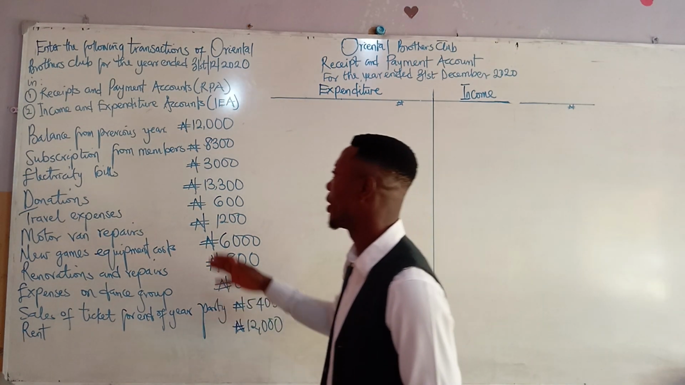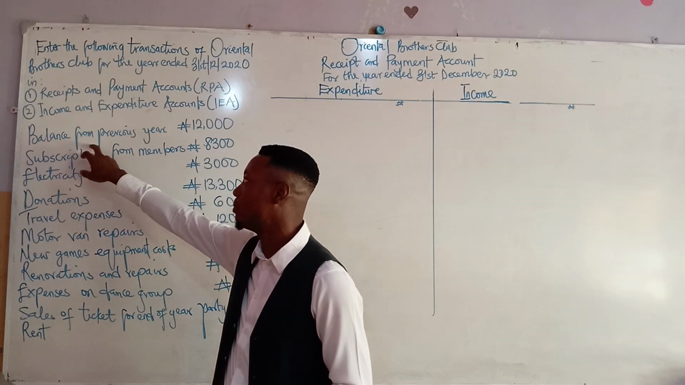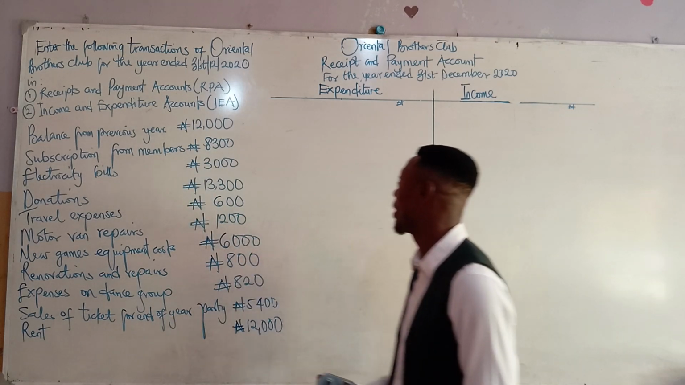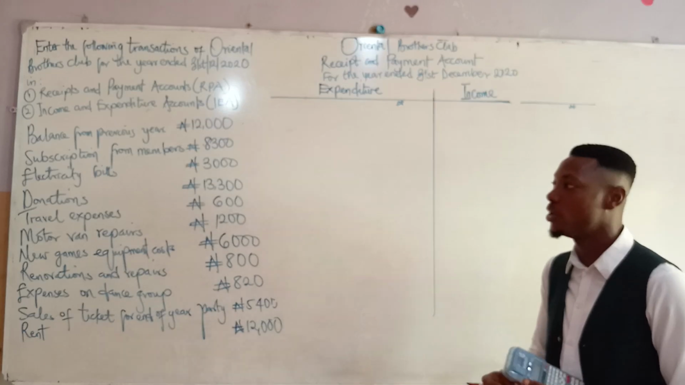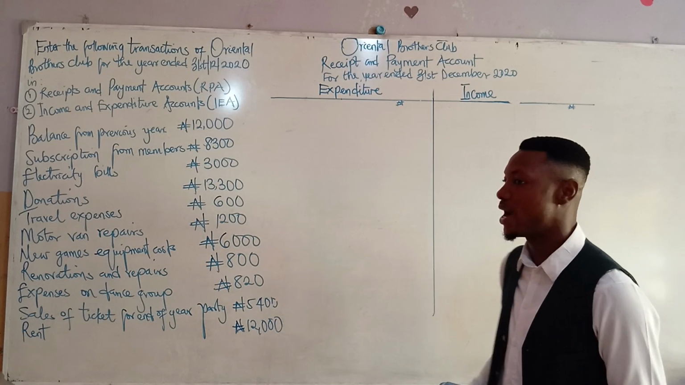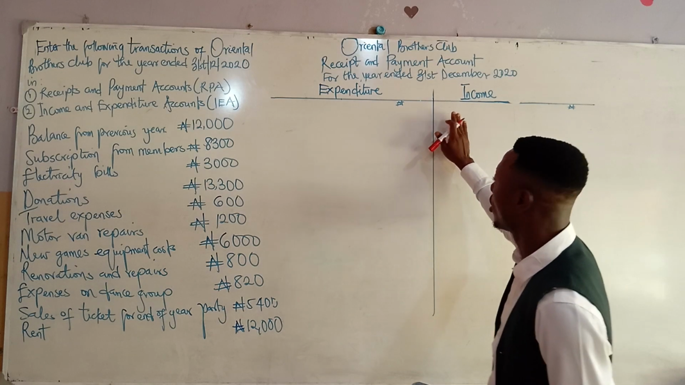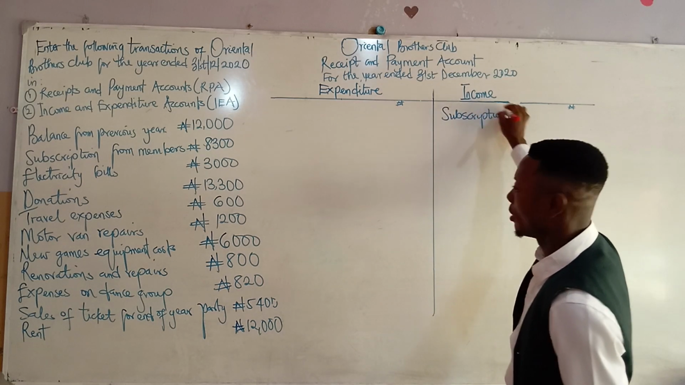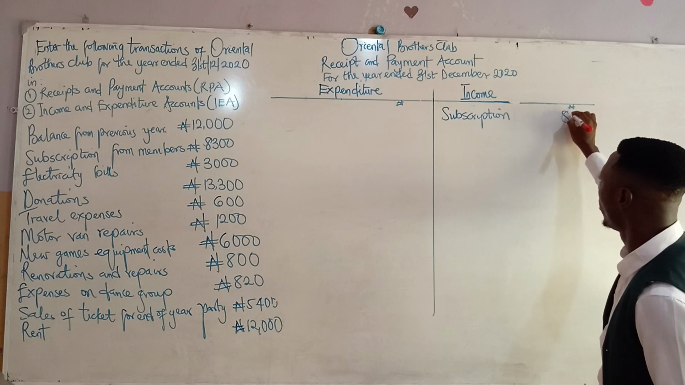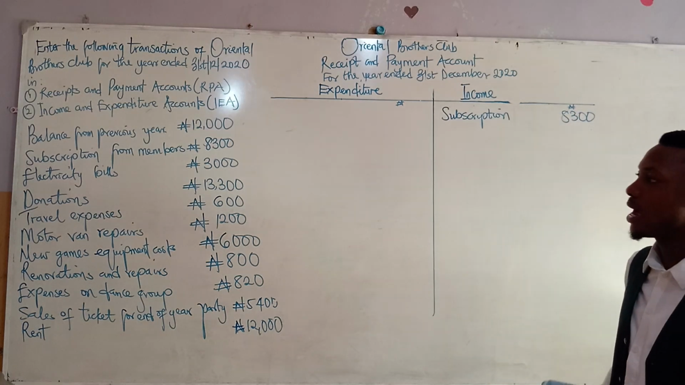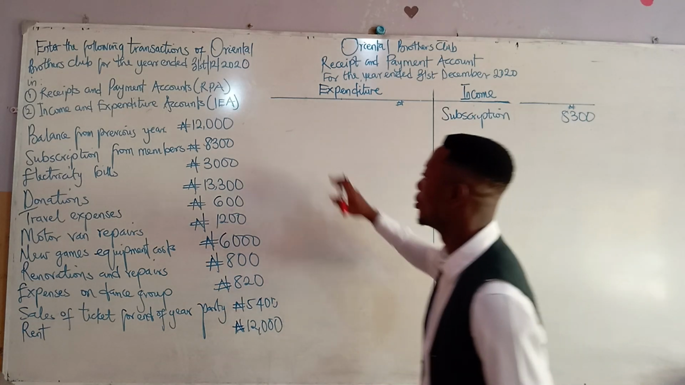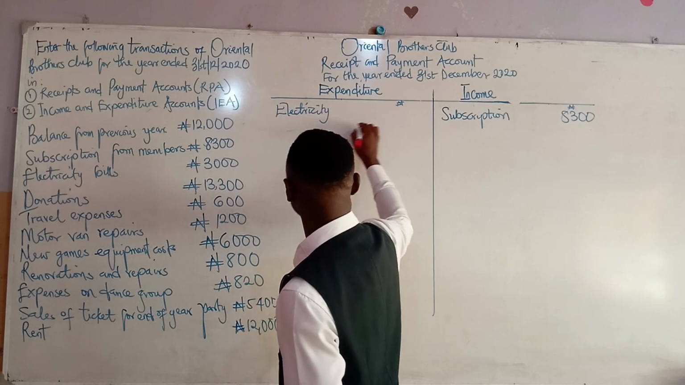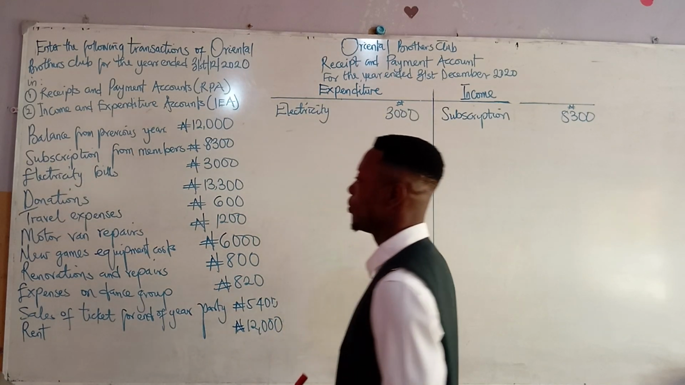Now, coming down to entering our income and expenditure, we are not going to enter the balance from the previous year. We'll just start from subscription from members. Subscription from members is an income. It increases the revenue within that organization, or as we are entering for the club. So our subscription comes to our credit side, and the subscription from members amounted to 8,300. Then we have electricity bills, which is an expense. So electricity bills go there. Electricity, I have 3,000.